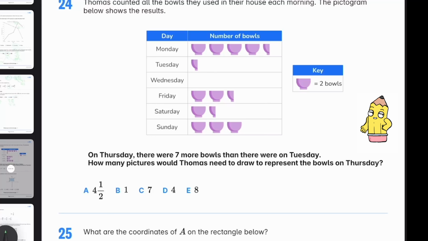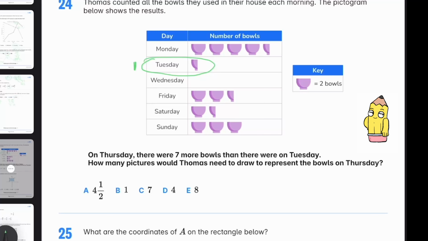So we're told that there were 7 more bowls on Thursday than there were on Tuesday. So let's start by finding how many bowls were used on Tuesday. Now, we know that each symbol in the pictogram represents 2 bowls. But in the Tuesday row, there's half a symbol. So we know that 1 was used. And now we need to add 7 to this number. 1 plus 7 is 8.